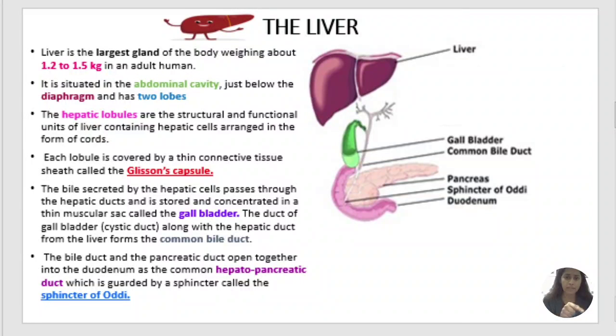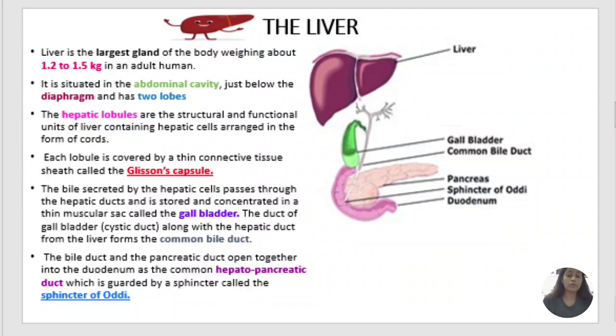Then we have a pancreas, then we have the sphincter of Oddi, and then the duodenum, which is C-shaped and pink in color. Now the bile duct and the pancreatic duct open together into the duodenum as the common hepatopancreatic duct, which is guarded by a sphincter called the sphincter of Oddi.